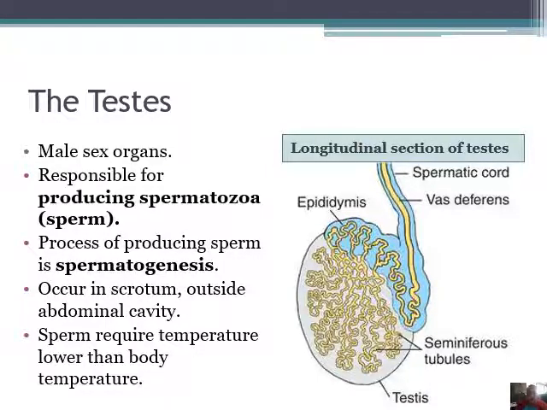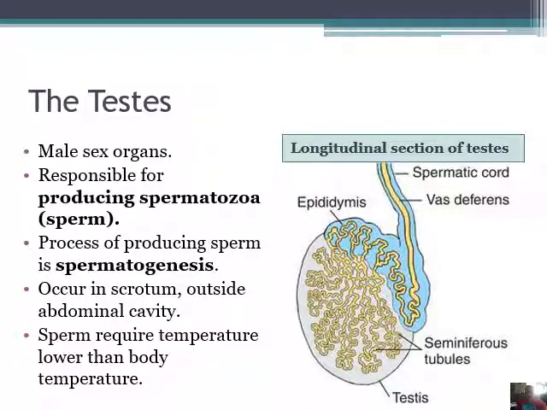So let's have a look at the longitudinal section before we continue with what it does. Inside of the testis itself, we have the seminiferous tubules. Now these tubules can go anywhere up to about 250 meters per testicle. The tubes are extremely convoluted, and they allow for a large amount of production of sperm. So if you increase that surface area, it means you're going to increase the amount of cells that are able to produce sperm.